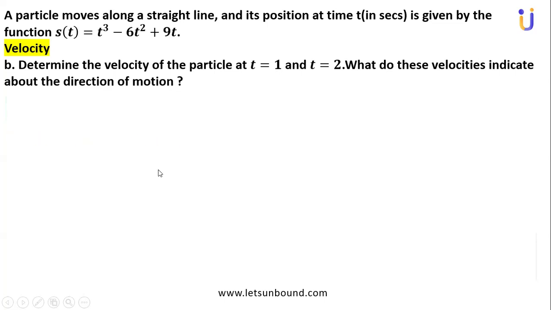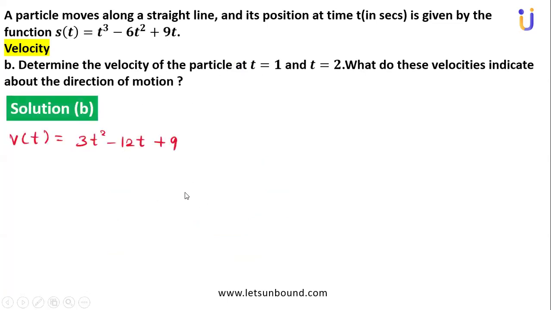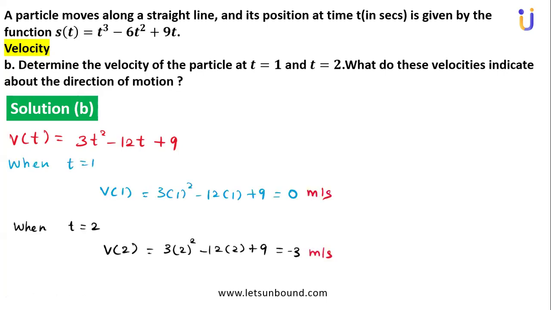Now, determine the velocity of the particle at t is 1 and 2. Okay, we already got something here. At t equal to 1, the velocity is 0, right? But still, you have the velocity function, plug in 1 and 2. We get 0 and minus 3.